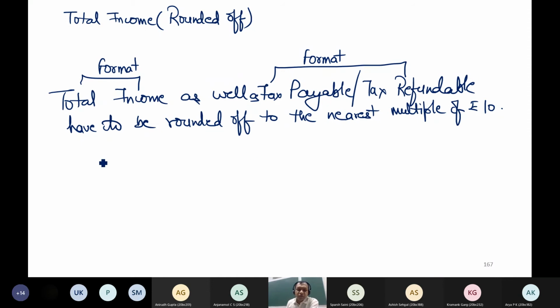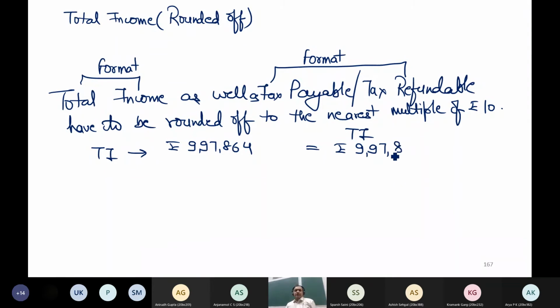Rupees 10. It's compulsory. For example, if total income is rupees 9,97,864, can you tell me what I will write as total income? 997, what will I write? 8... 8 what? 70 or 60? Nearest multiple of 10. So the nearest of 10 will be below, because for 70 you have to add 6, but for 60 you have to only deduct 4. So it will be 60.